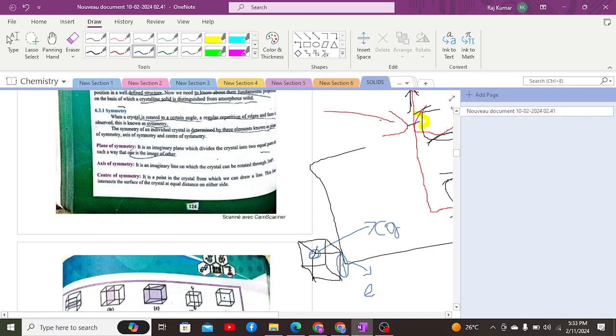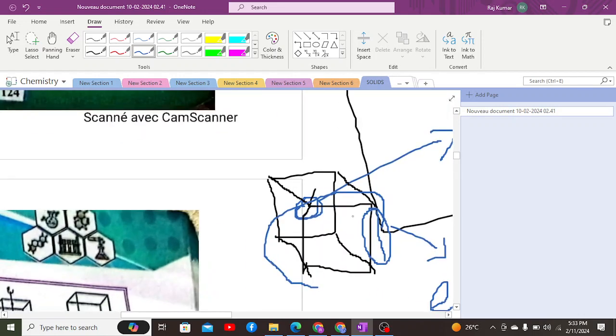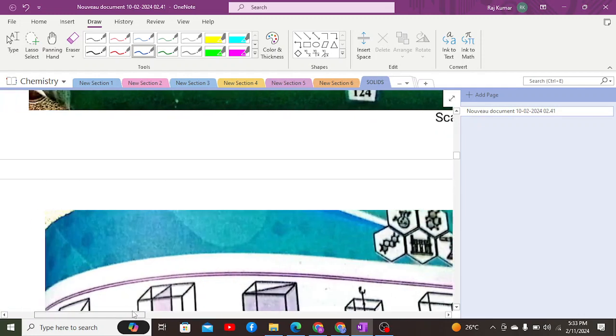Whereas the front side, I mean the face of the cube, is where the edges are combined together to form a single two-dimensional structure. This is known as the face of the cube, right? So whenever we rotate a crystalline solid to a particular angle, there will be a regular repetition of its shape, a regular repetition of its edges and faces, which is known as symmetry.